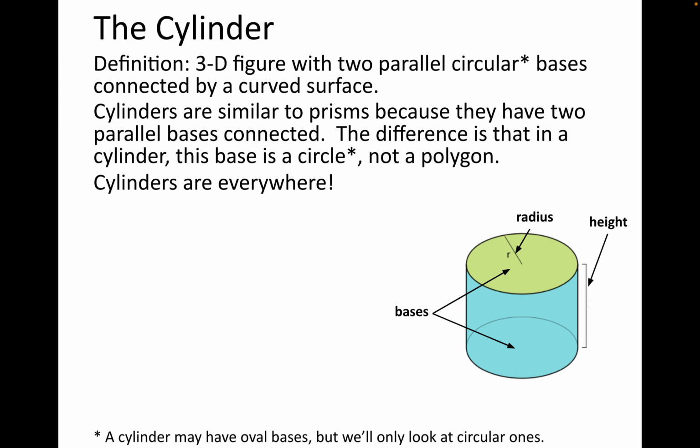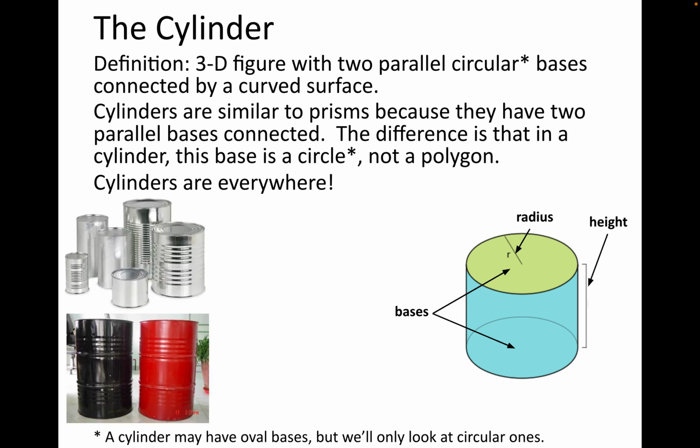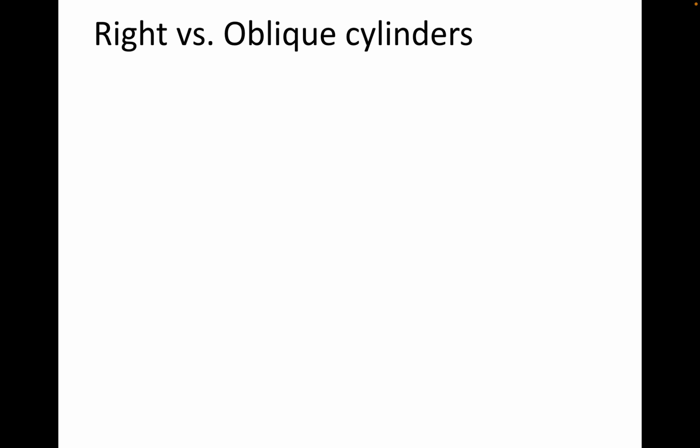Okay? And cylinders are everywhere, right? Cans are cylinders. Oil drums are cylinders. There's drums of stuff. A toilet paper roll or a paper towel roll, right? All these are cylinders. And my favorite cylinder is, of course, if you're a Muppets fan, Beaker is a cylinder with a little hair on top. All right, so there is a cylinder.